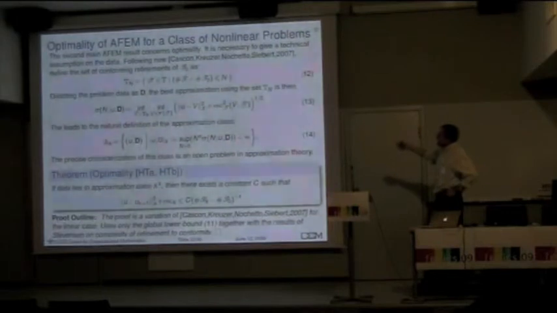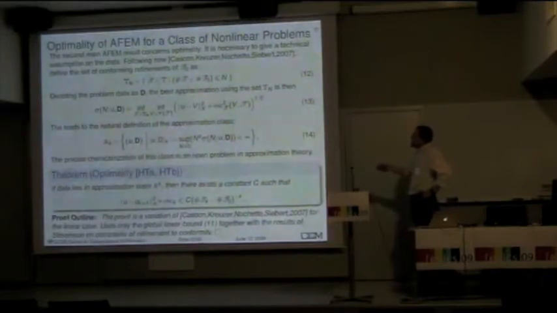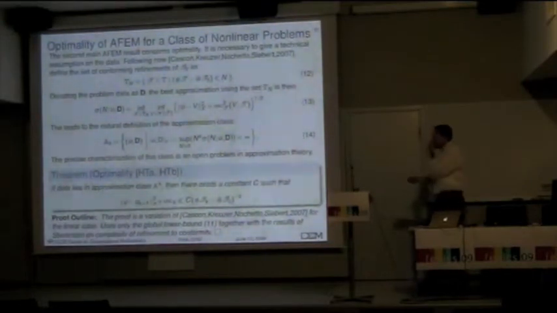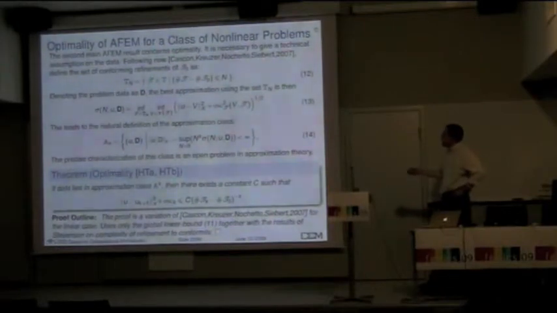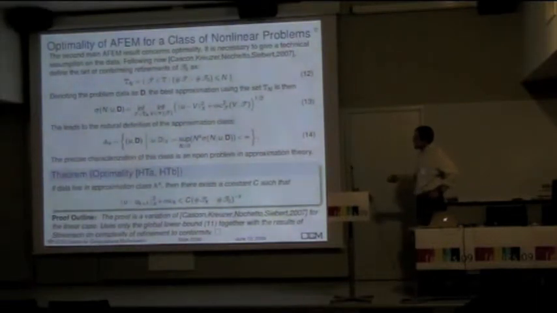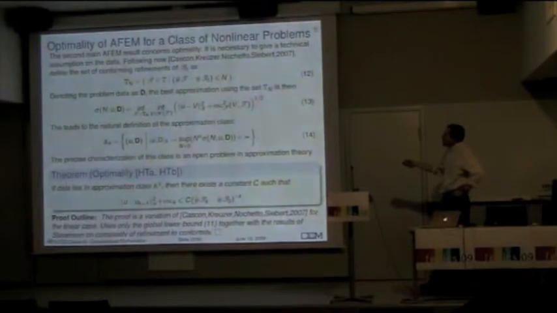So if we have this contraction result, then I'll just say what I mean by optimality. There are some technical assumptions we have to make about the data in order to say exactly how well we can approximate the solution to this problem, and characterizing this class of data in the solution space is actually a non-trivial problem in approximation theory. But I'm just going to define it like this. This is the standard way to think about optimality in this setup.